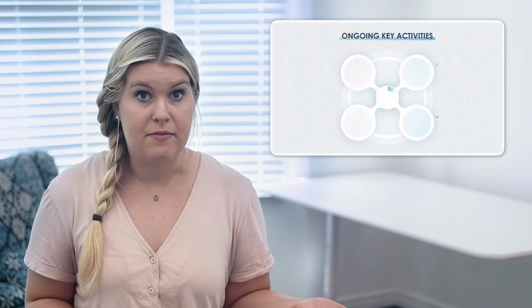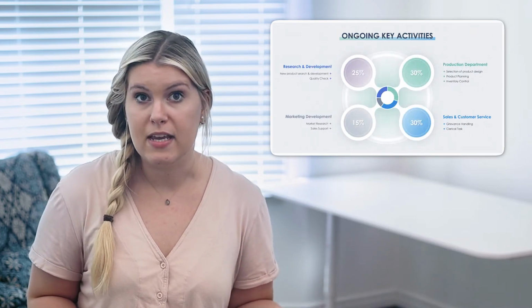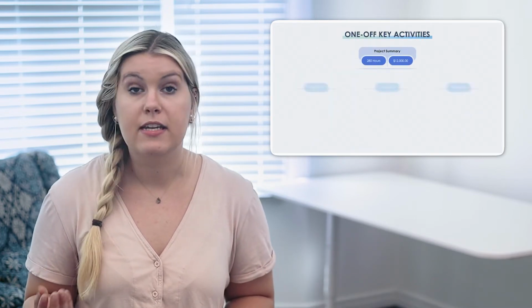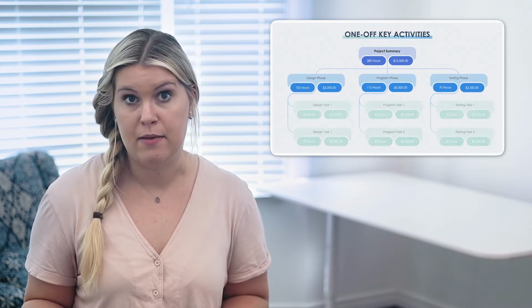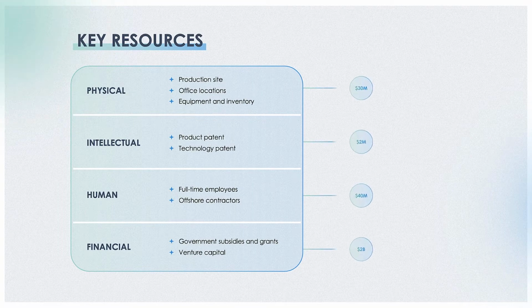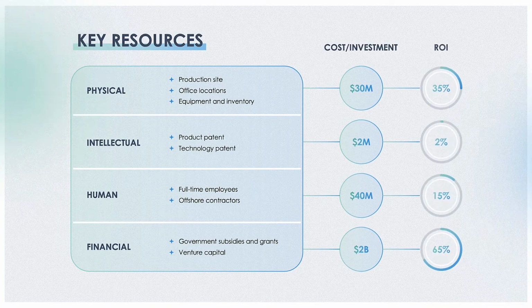Key activities are another important building block of the business canvas. Key activities can be separated into ongoing activities that are repeated on a recurring basis or one-off activities that need to be accomplished only a handful of times a year. Key resources are what make the key activities possible. Here, they're separated into physical, intellectual, human, and financial resources.